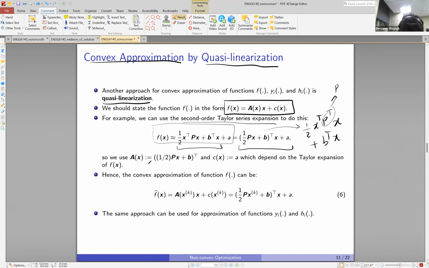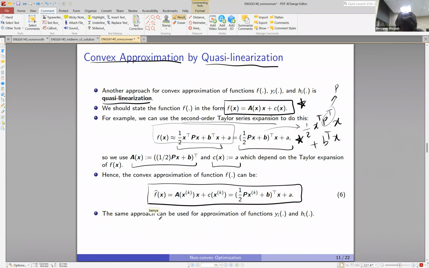Now let's consider A to be this. Comparing this with this makes us take 1/2 Px plus b transpose to be A, and c of x to be a, right? Okay. And they, of course, depend on the Taylor series expansion of f. Hence, the convex optimization approximation of function f can be written as this. The same approach can be used for yi and hi. So we can do the same for yi and hi in order to have this approximation.